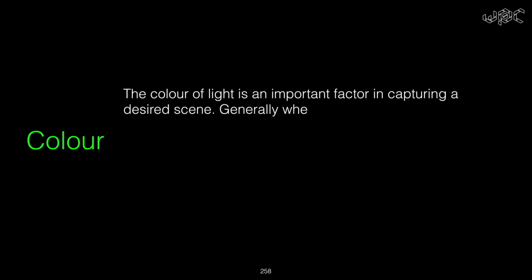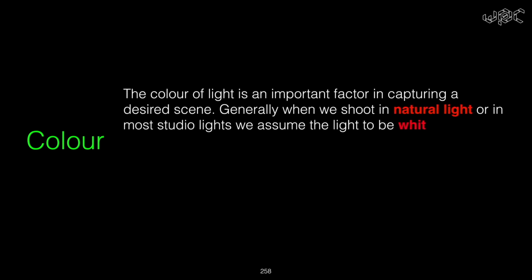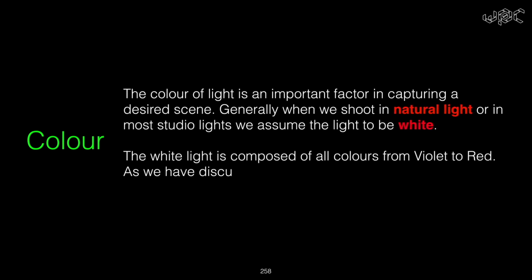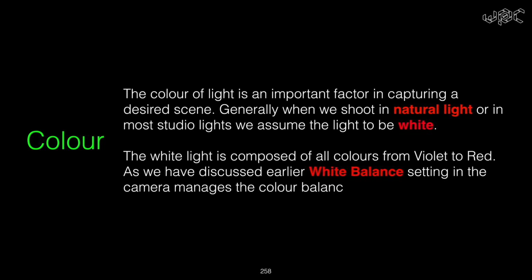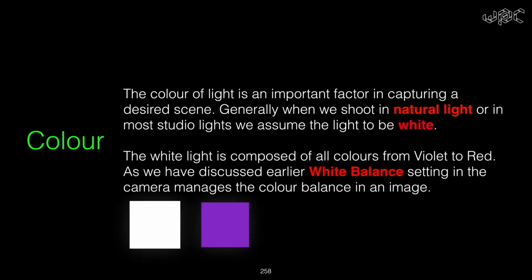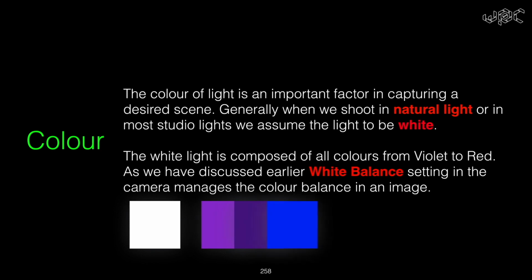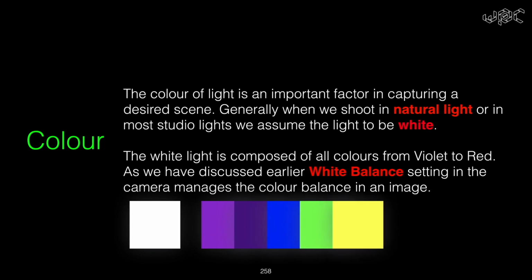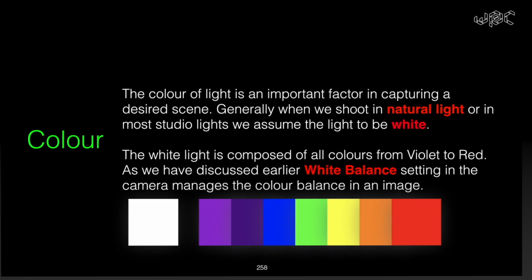The color of light is an important factor in capturing a desired scene. Generally, when we shoot natural light or with studio lights, we assume the light to be white, but the white light is composed of all colors from violet to red. We have discussed earlier about white balance setting in the camera, which manages the color balance in an image.